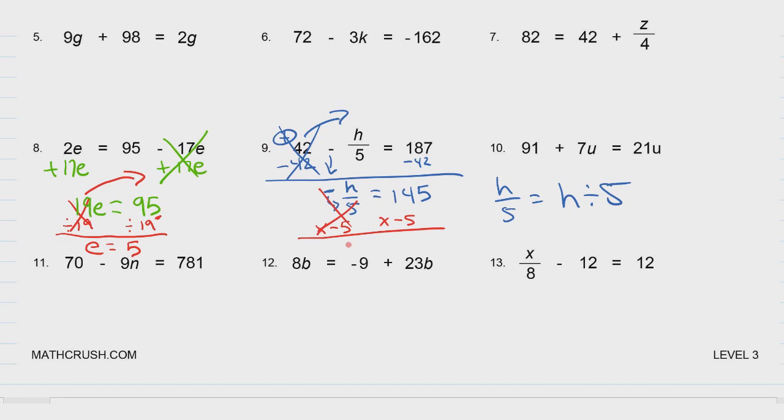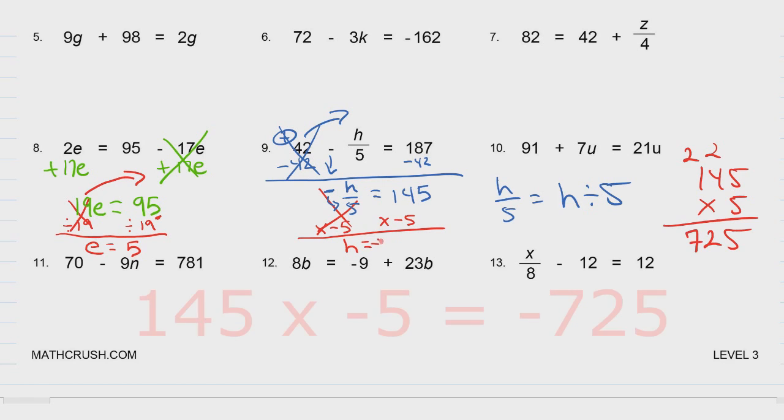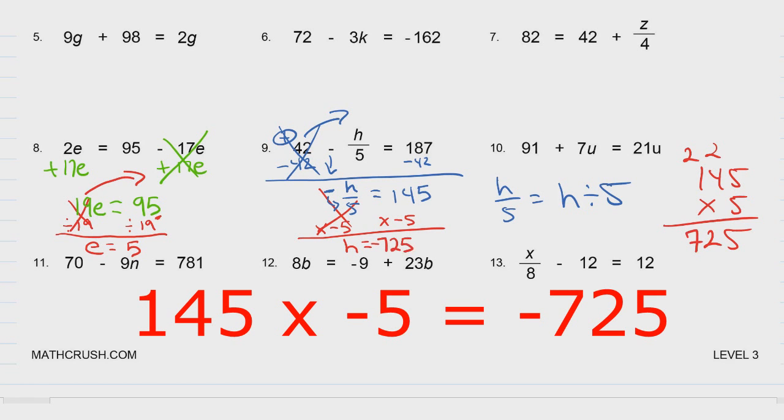So the 5's are gone over here, and we end up with h equals, well, what is 145 times 5? 5 times 5 is 25, carry the 2. 5 times 4 is 20 plus 2 is 22, carry the 2. 5 times 1 is 5 plus 2 is 7. So you're going to get negative 725.